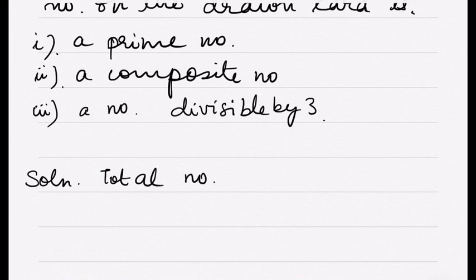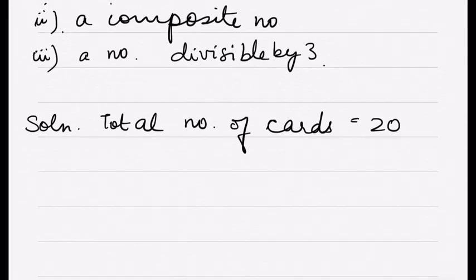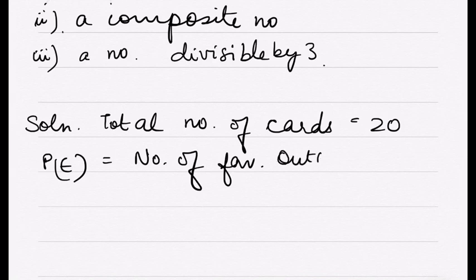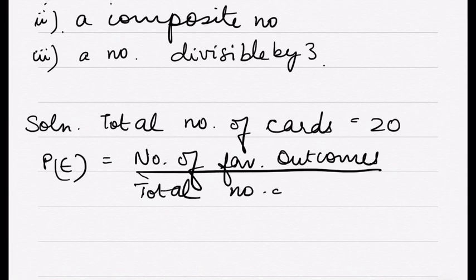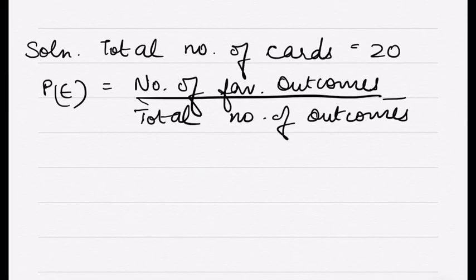Okay, so now let's see how many cards are there. Let's move with the solution. So total number of cards: they are numbered 1 to 20. So 1 is included, 20 is included. So there are 20. Now it is drawn at random. Find the probability that the number drawn is. Let's write down the formula first. So number of favorable outcomes by total number of outcomes. Okay, so now I'll move to the first part, a prime number.